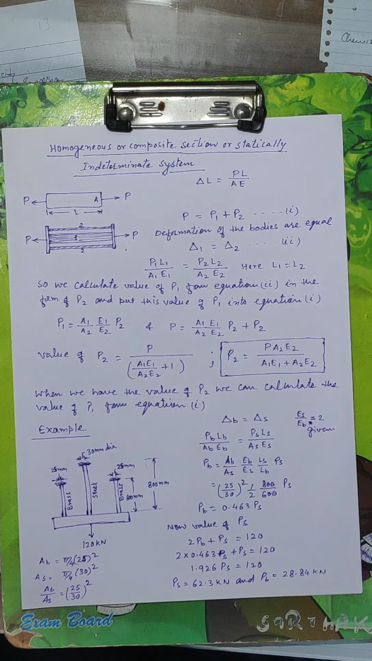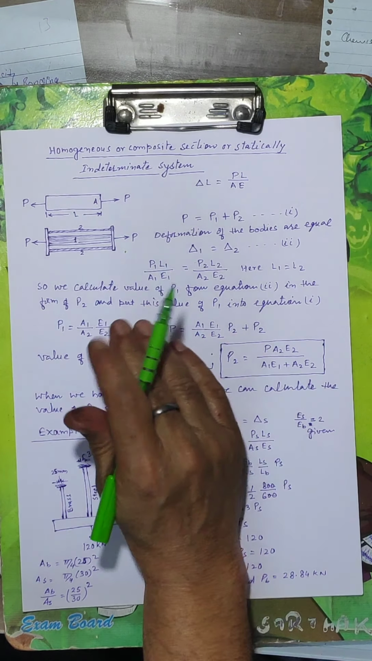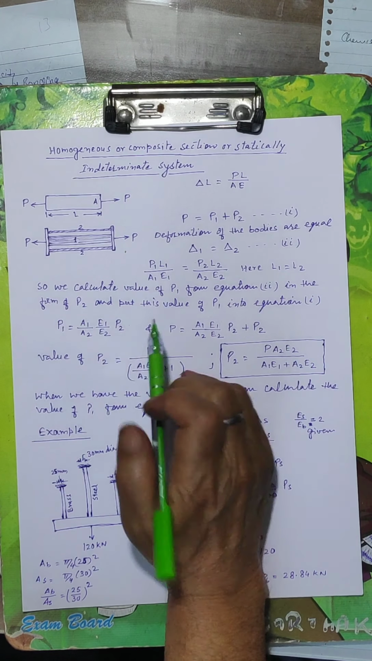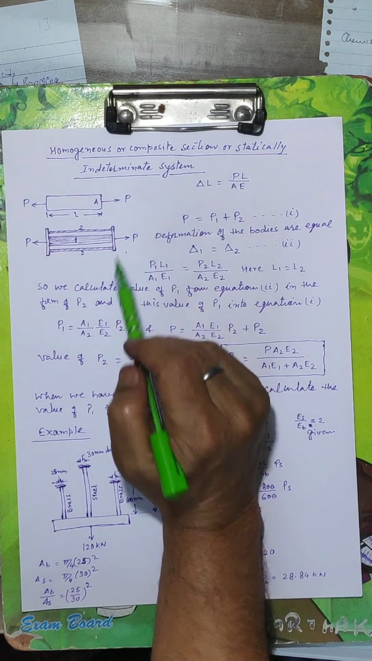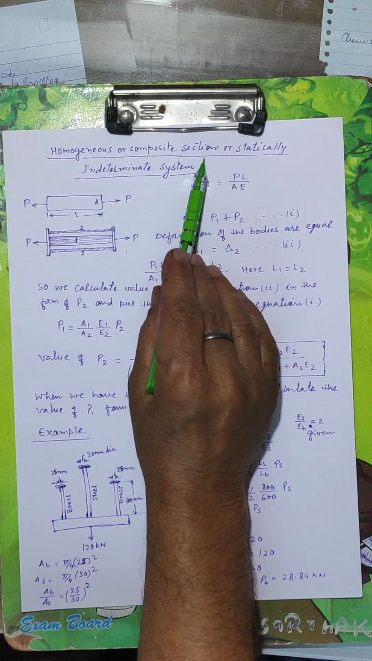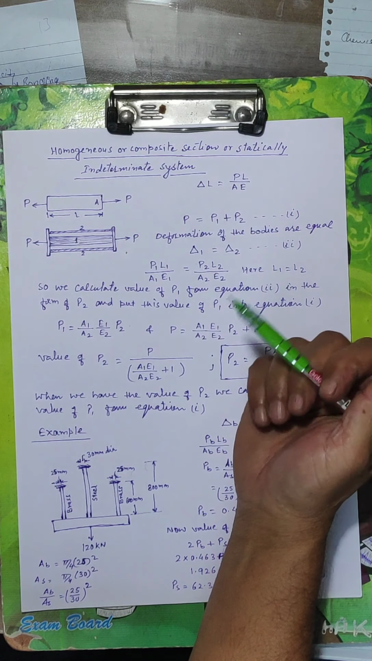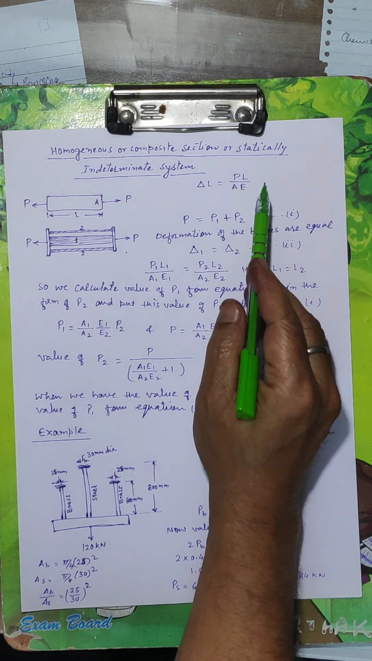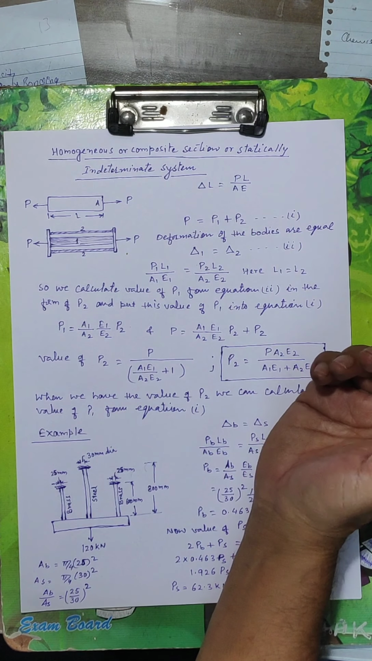This is the composite section. How can we get the value of elongation? Elongation will be the same. So how can we get the value of load shared by the different materials? That's why this system, this section, is called a composite section or homogeneous section, or I already made you understand about the indeterminate system, how it is an indeterminate system.